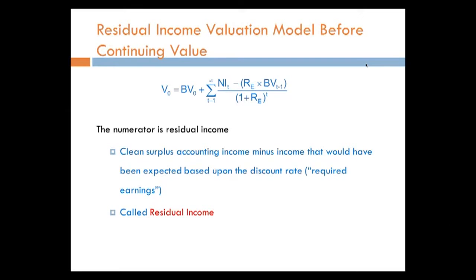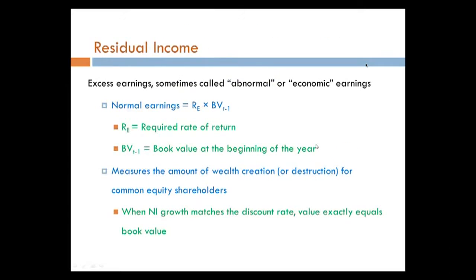I think this is what we just said. Book value plus your income that would have been expected. And that's your residual income discounted over time. Of course, you can't do that for perpetuity, so we're going to have to figure out the continuing value shortly.